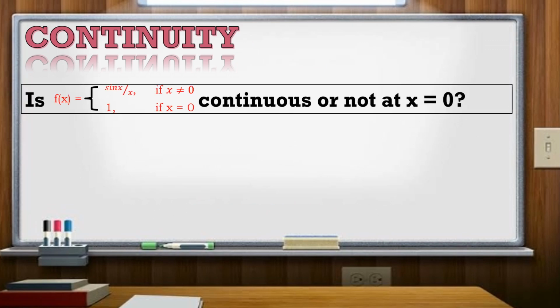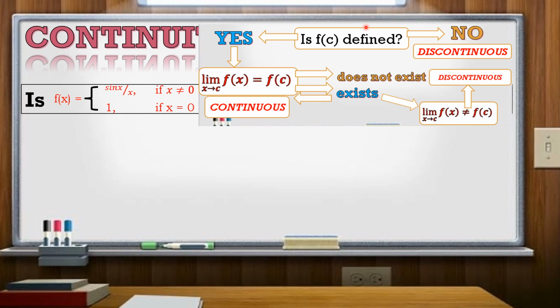Is your piecewise function continuous or not at x is equal to 0 naman? So again, same process lang din. Alamin muna natin yung f of c ba natin defined or not. Okay? So here, we have two conditions. x is not equal to 0 and x is equal to 0. Yung ibig sabihin po ng x is not equal to 0, either greater than or less than yung value ng x natin to 0. Okay, so x is either greater than or less than 0.